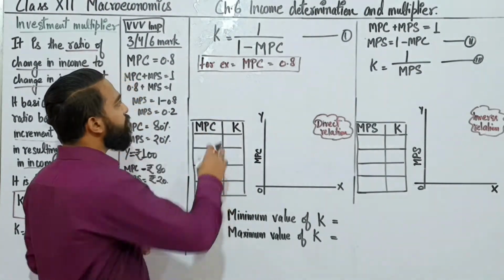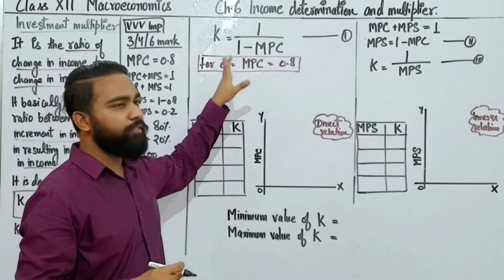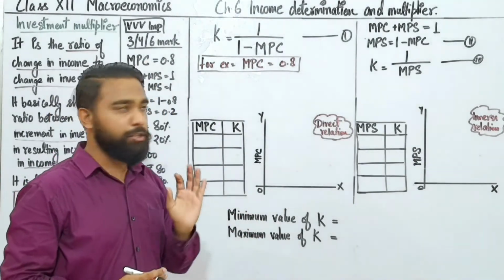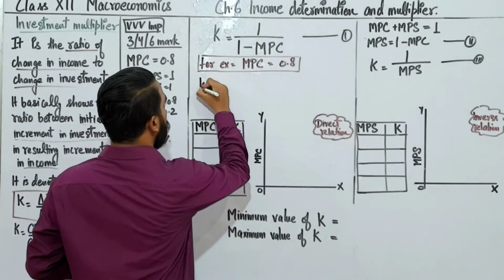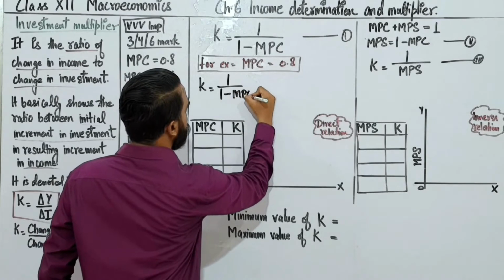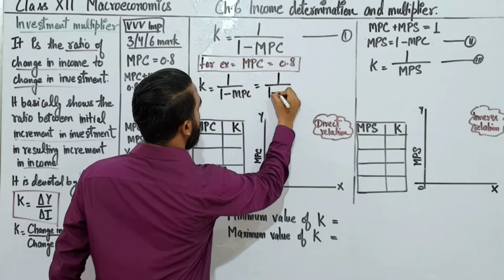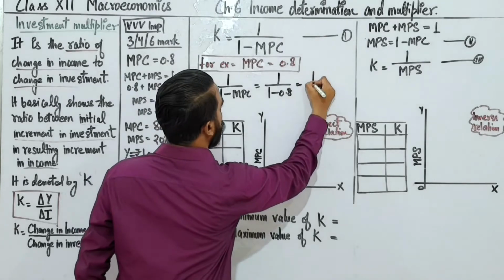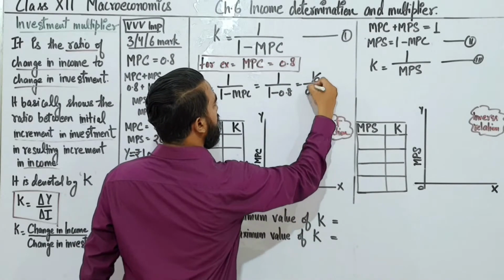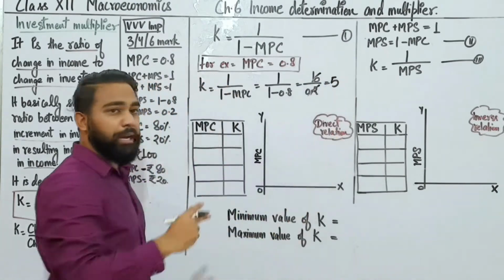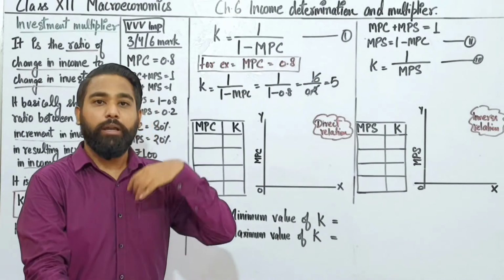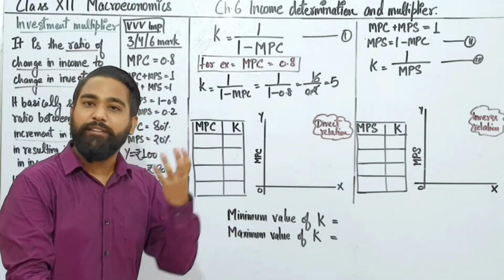Now, if we take the same example, MPC is equal to 0.8. Calculate K is equal to 1 upon 1 minus MPC, that means 1 upon 1 minus 0.8, or 1 upon 0.2. Now it will be 5. The K, the multiplier, means how many times you are going to multiply your investment.